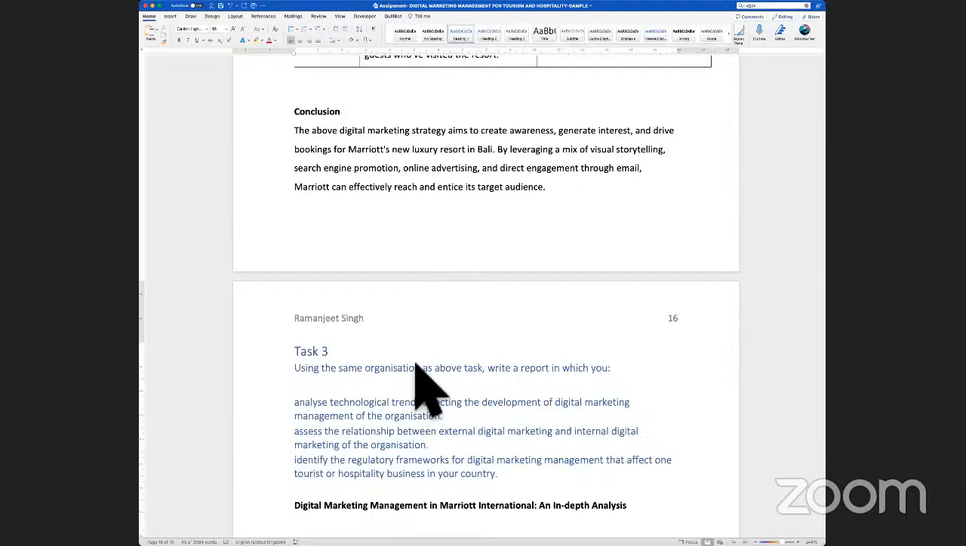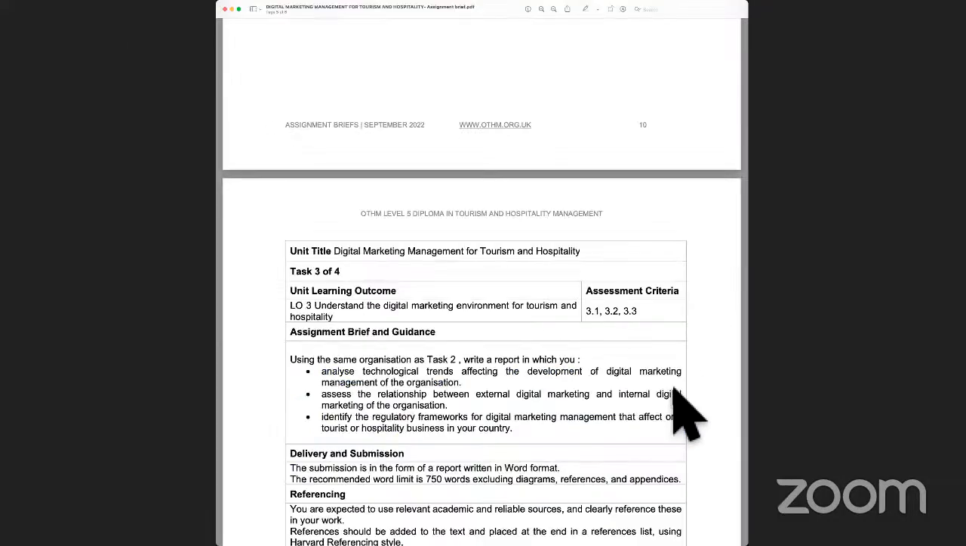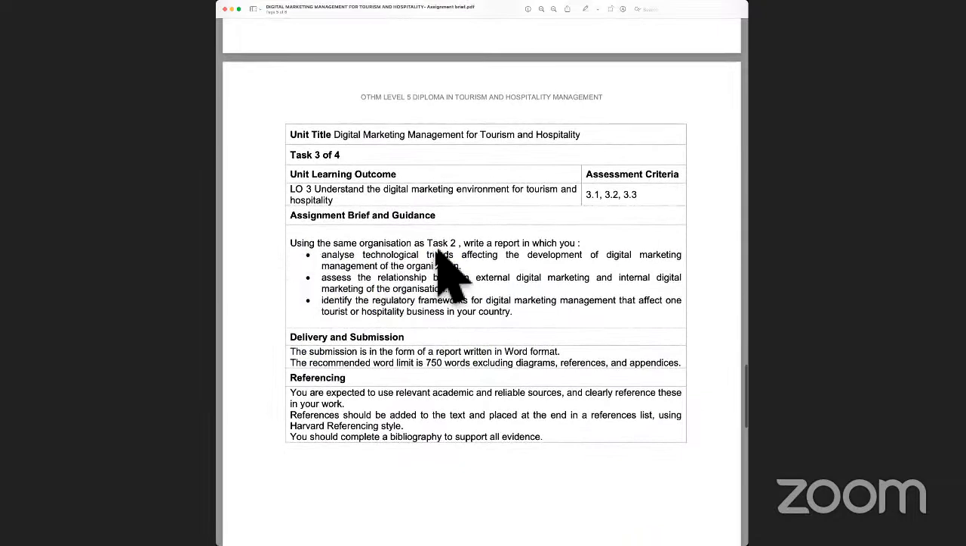In task 3, we have to use the same organization that you've done. On the assignment brief, the task is saying use the same organization that you have selected in task 2. And then using that same organization, we have to cover these 3 assessment criteria, 3.1, 3.2, and 3.3, which have been given, again in the form of a Word document. So here I would label them as 3.1, 3.2, and 3.3 by copying them as they are in the Word document, and then I would go about doing them one by one.